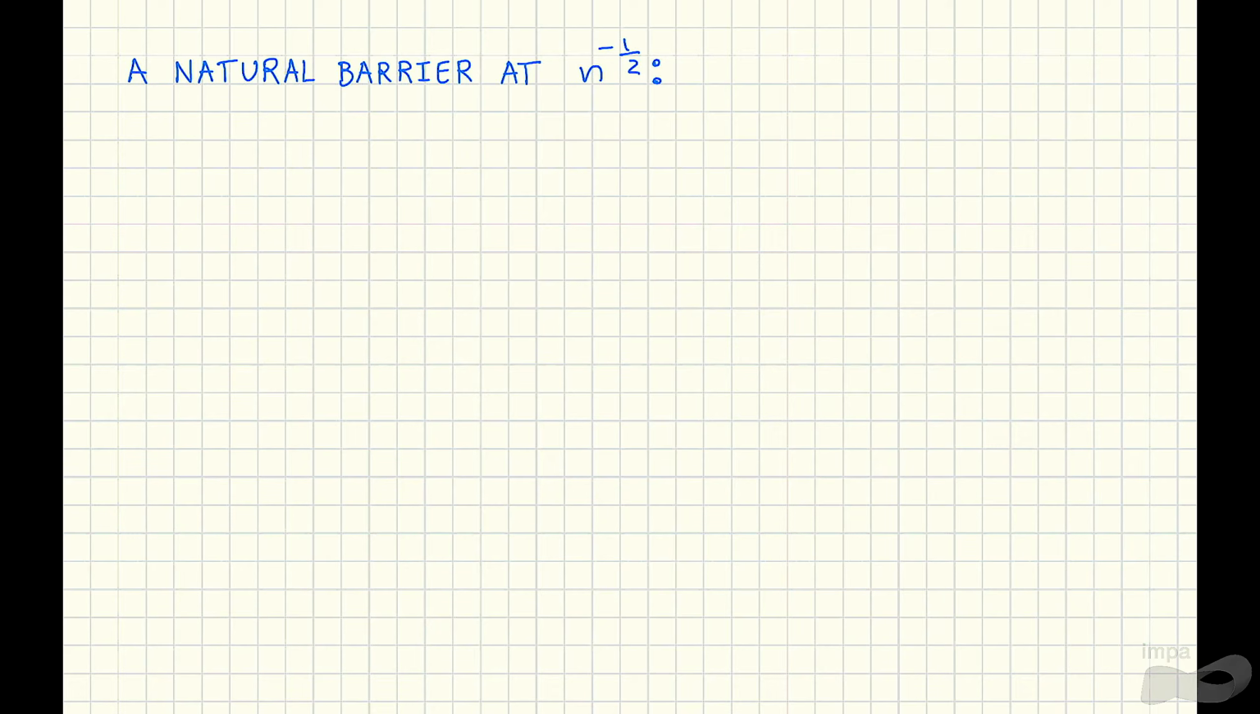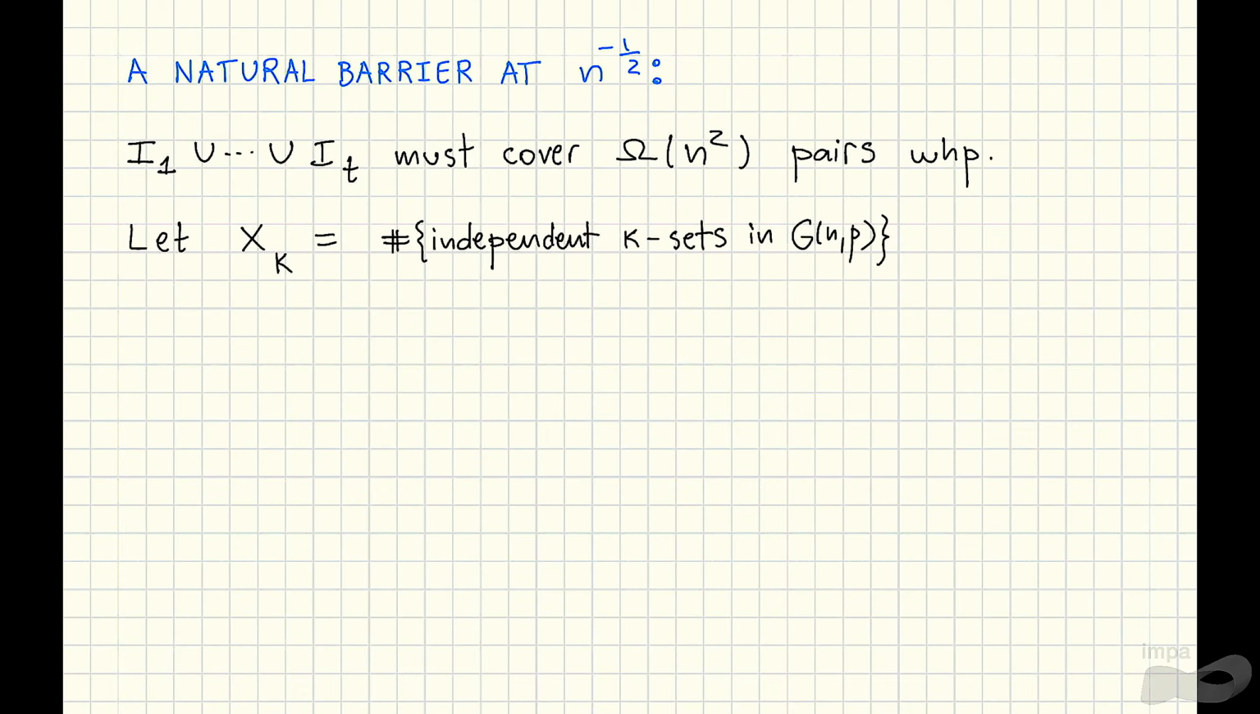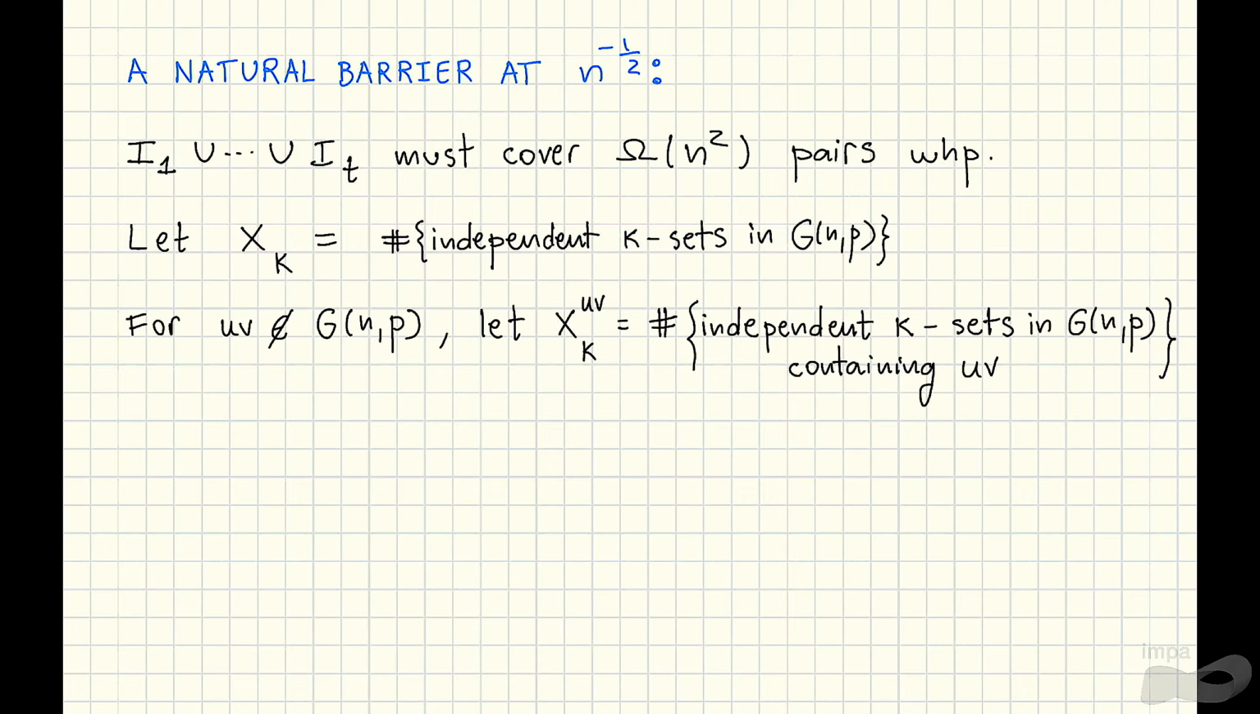In their proof, they had this natural barrier of n to the minus 1/2. Where does this come from? First of all, this collection of J_i's covers a constant proportion of the pairs, and so does the first collection we started with, I_1 up to I_T, which is just this collection of independent sets chosen uniformly at random. So we must have that this covers a constant proportion of the pairs. How do you show that this collection covers a constant proportion of the pairs? Let's define some variables. The first one is X_k, which is the number of independent k-sets in G(n,p). The other variables are the number of independent sets in G(n,p) which contain a given non-edge, say uv.